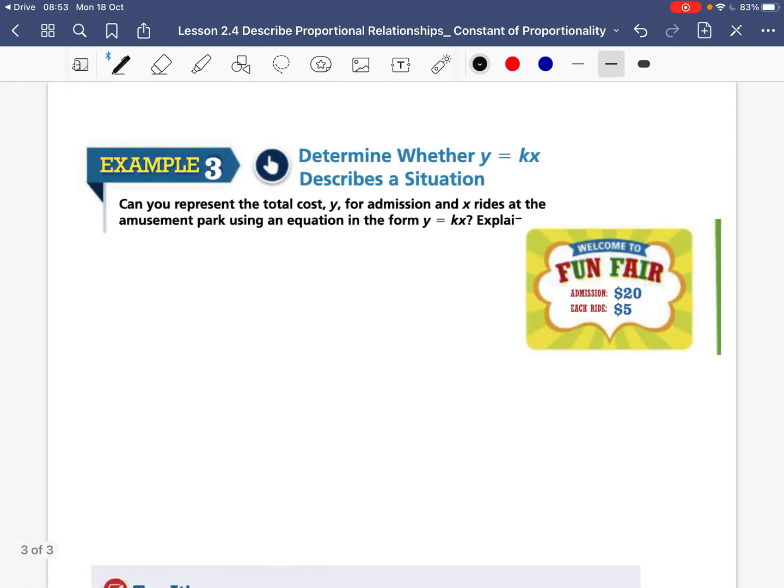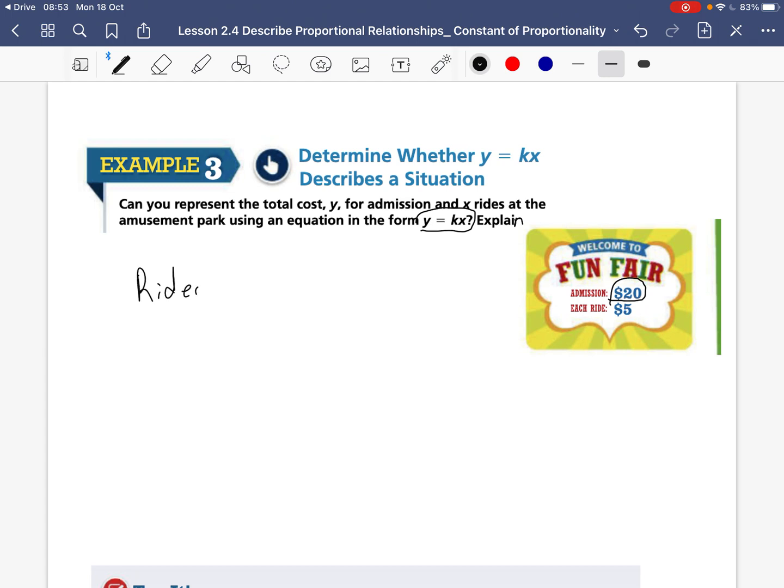Example 3. Can you represent the total cost y for the admission and x rides at the amusement park using the equation y equals kx and explain? Okay? So the admission is $20. After we go into the park, we then pay $5 for each ride. Well, let's think, how much would it cost?